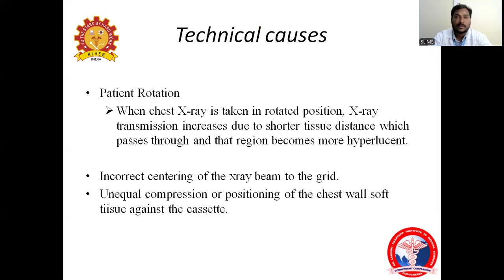In technical causes, the most common cause of unilateral hypolucency is patient rotation. When a chest X-ray is taken in a rotated position, the X-ray transmission increases due to the shorter tissue distance it passes through, and that region becomes more hyperlucent. Other technical causes include incorrect centering of the X-ray beam to the grid, and unequal compression or positioning of the chest wall soft tissue against the detector. This unequal compression or positioning of the chest wall soft tissue leads to unilateral hypolucency.